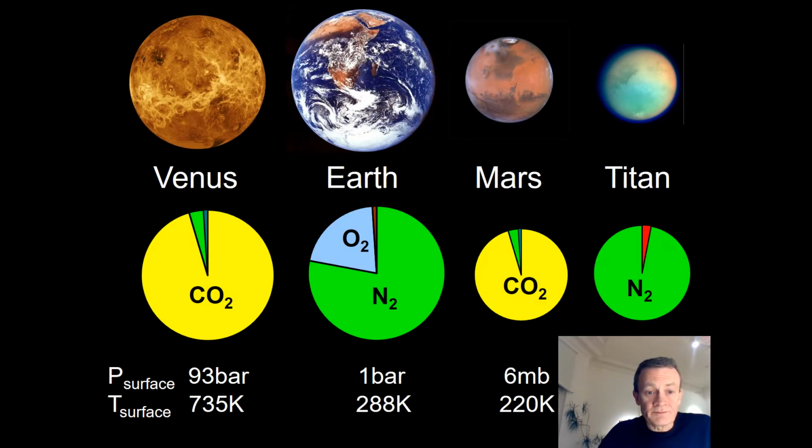Here you see the atmospheric compositions of the different planets. So you see that Venus and Mars have CO2 dominated atmospheres. Titan has nitrogen and methane. But on Earth you have 21% of O2, which comes from life mostly.